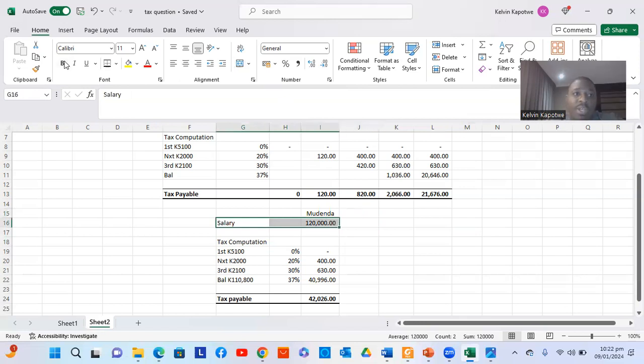So if you've been following me, you can now go and get your salary for January and follow through and calculate your own taxes. If it's so very difficult, go on the ZRA website. You're going to find the calculator and you can use it. But I thought I should share this with you.